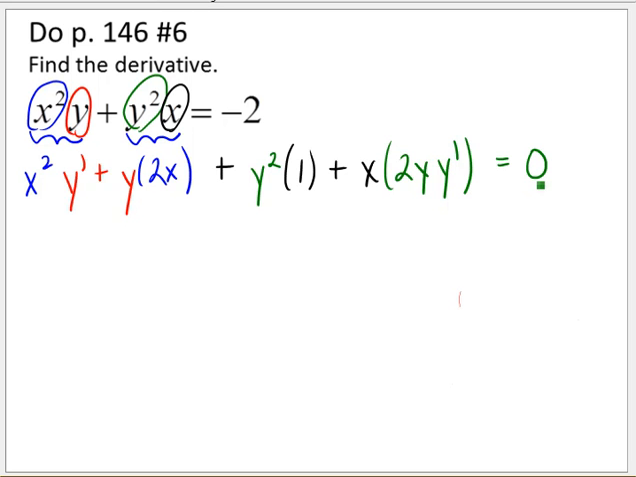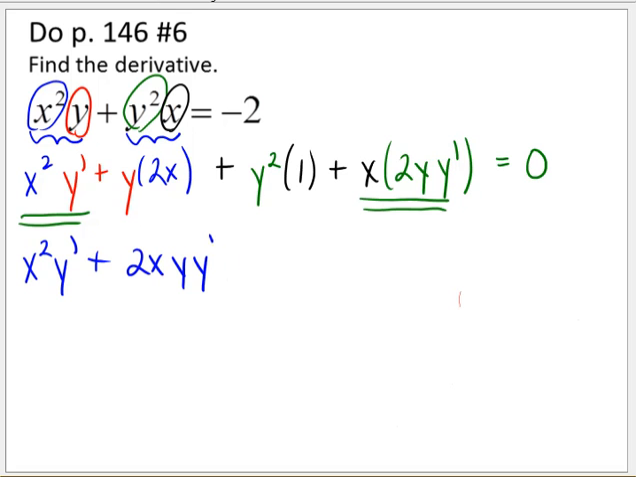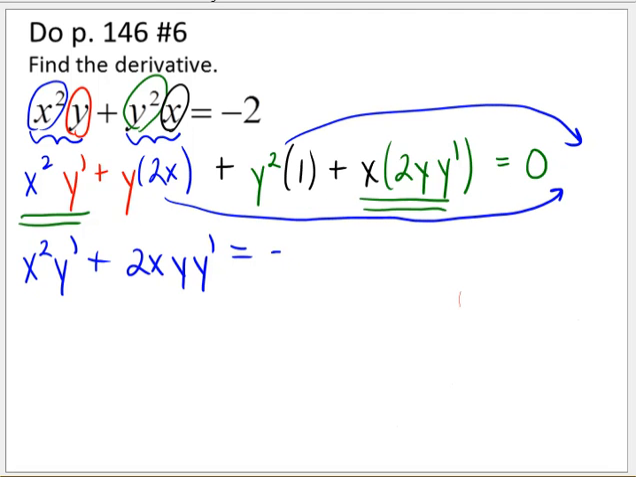Now the second step is to collect all my y primes on one side. So what I'm going to do is I'm going to underline all my terms with y prime. And I'm going to move everything to the other side that doesn't have a y prime. So these first two, or this term, x squared y prime, and this one, I'm going to rearrange it just a little bit. So it says 2x y prime, equals, we're moving that term to the other side and this term to the other side. So this actually makes it say negative 2xy, and I'd have a minus y squared.